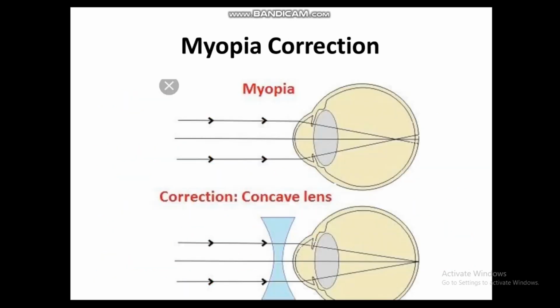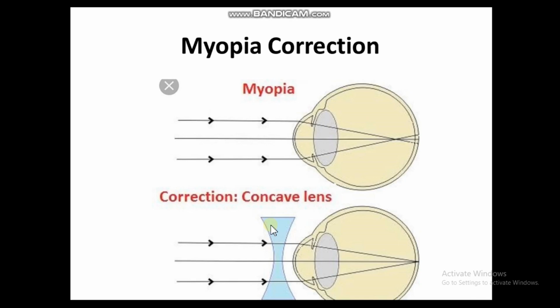So myopia can be corrected using a concave lens. So this is a concave lens. If a concave lens is placed in front of the myopic eye, it can be corrected. So this lens should be of a prescribed power. So we need to visit an eye specialist, and he will check our eye.